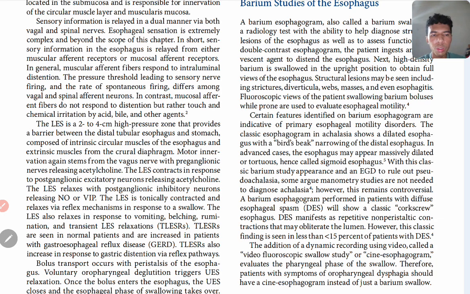However, this remains controversial. A barium esophagogram performed in a patient with diffuse esophageal spasm, or DES, will show a classic corkscrew esophagus. DES manifests as repetitive non-peristaltic contractions that may obliterate the lumen. However, this classic finding is seen in less than 15% of patients with DES.